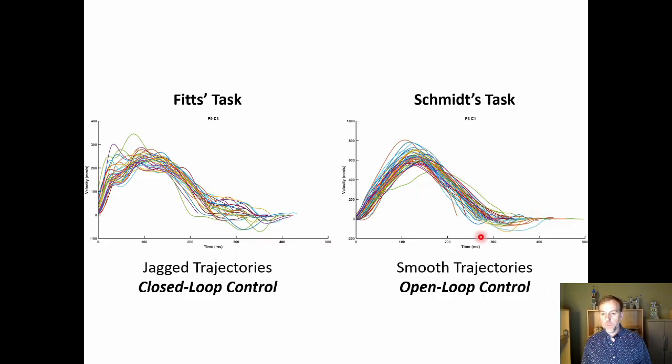And maybe we don't make corrections because if you did make this online correction, yes, you'd improve your accuracy, but you're going to throw off your movement time. And in Schmidt's task, the movement time, the temporal precision, is of critical importance. You're really trying to hit that movement time goal. So maybe you don't want to make online corrections because it will throw off your movement's timing.